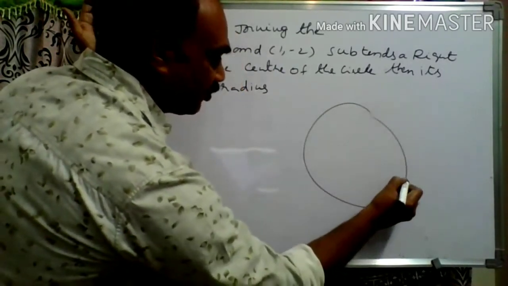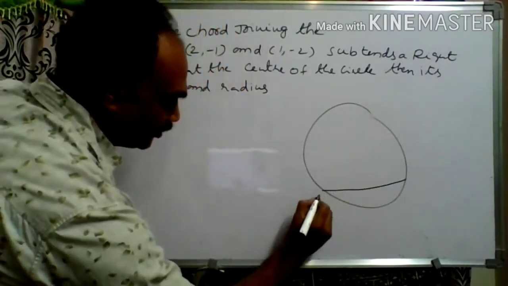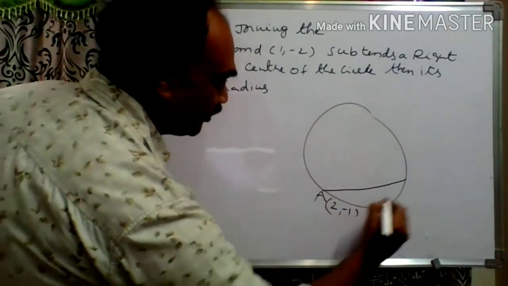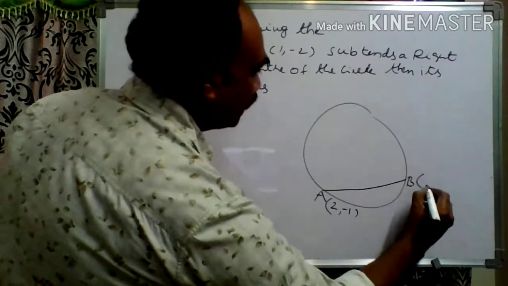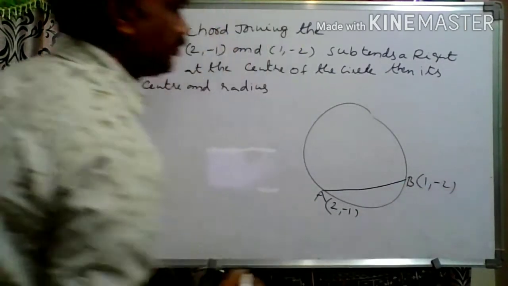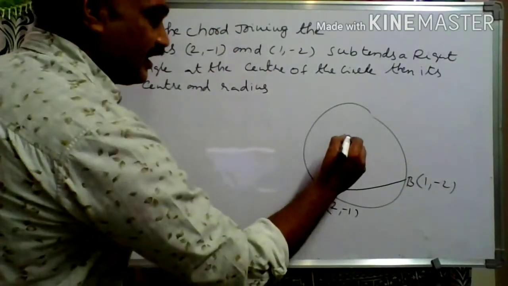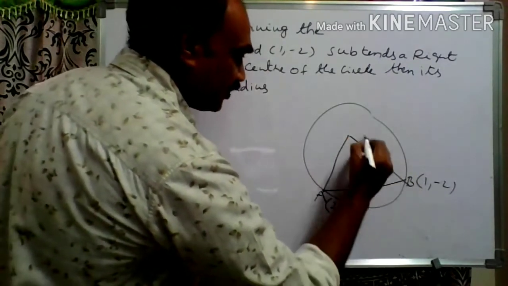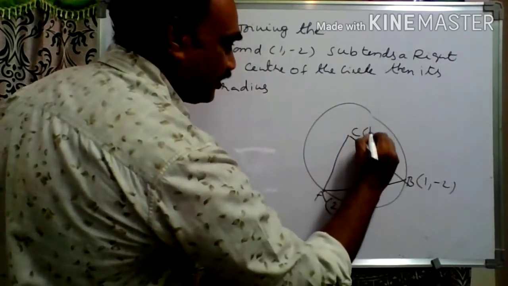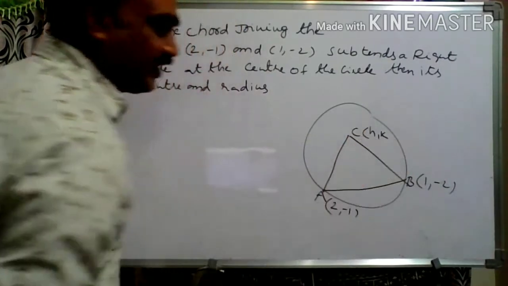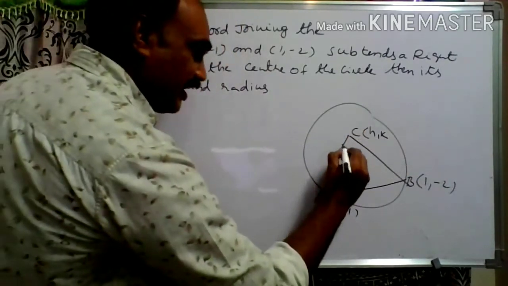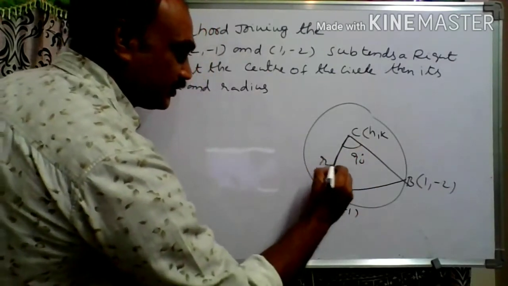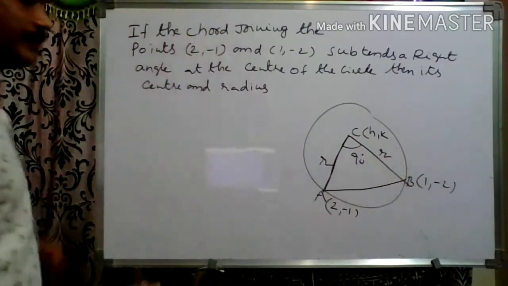The chord joining the points. Suppose this is point A. Point A is 2 comma minus 1. Point B is 1 comma minus 2. The chord joining the points subtends a right angle at the center. Suppose this is the center, H comma K. Students, here the angle is 90 degrees. This is radius. This is also radius.